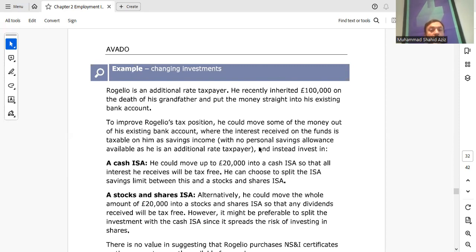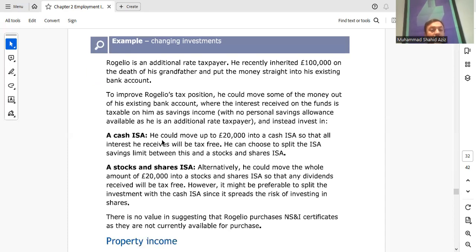So he has two options. To make this tax efficient, out of the £100,000, he can put £20,000 in a cash ISA, or he can put £20,000 in a stocks and shares ISA. Either way, whichever decision he makes, he will save tax. The other benefit: a cash ISA is less risky, and a stocks and shares ISA is riskier. So he needs to see which option he wants to choose.